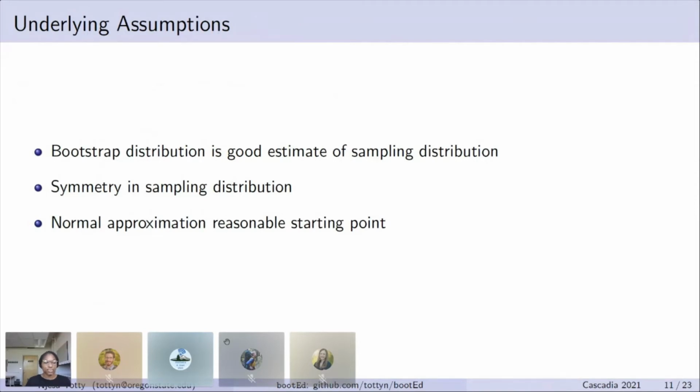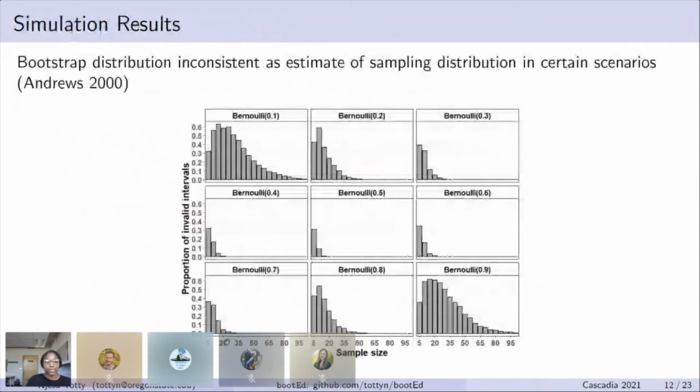Moreover, when these assumptions are not met, we may get invalid results, and we can use simulations in R to show this. For example, a point of concern discussed in the reference given here is that the bootstrap distribution is inconsistent as an estimate of the sampling distribution when the true parameter is on the boundary of the parameter space. Consider the population proportion, which can only take values between 0 and 1. We obtained 1,000 random samples, each set ranging from size 5 to 100 from a Bernoulli population, where the probability of success ranged from 0.1 to 0.9.